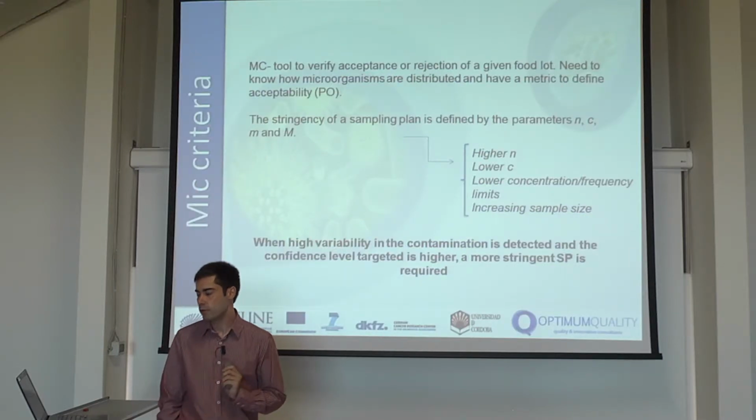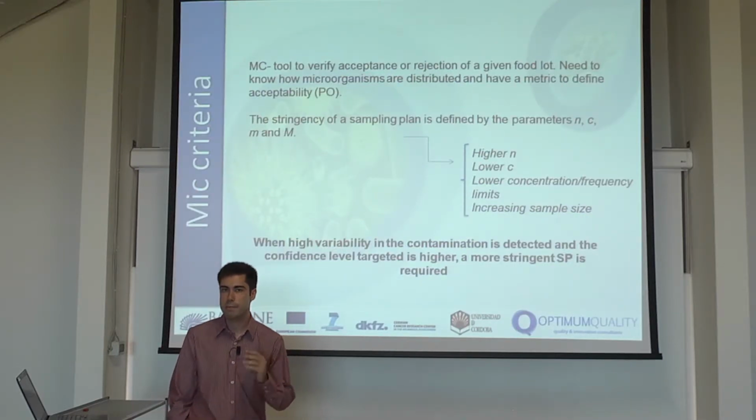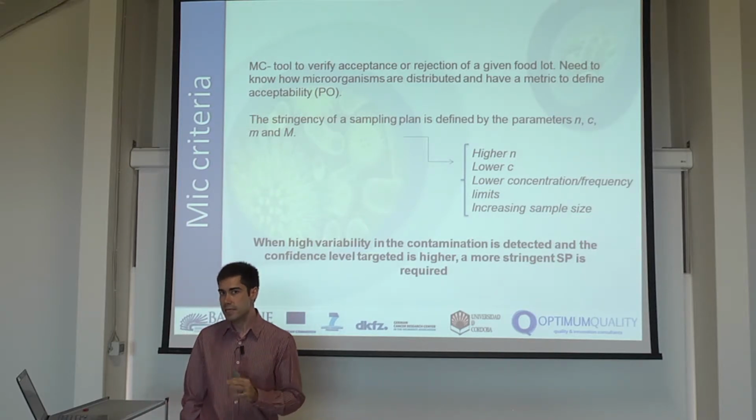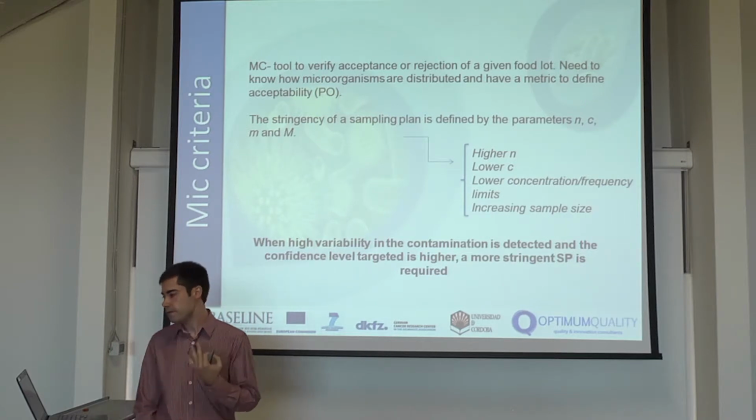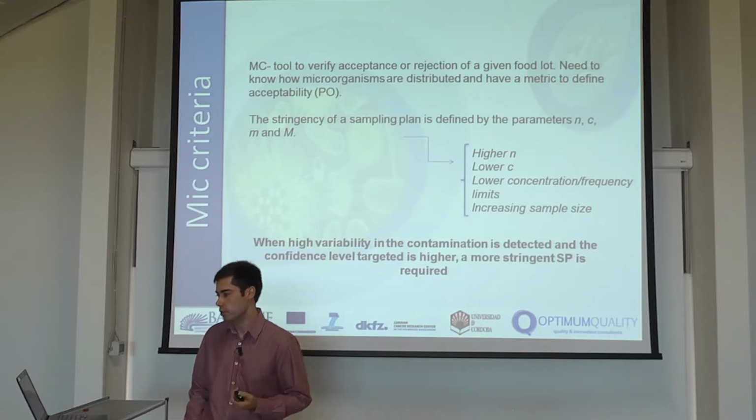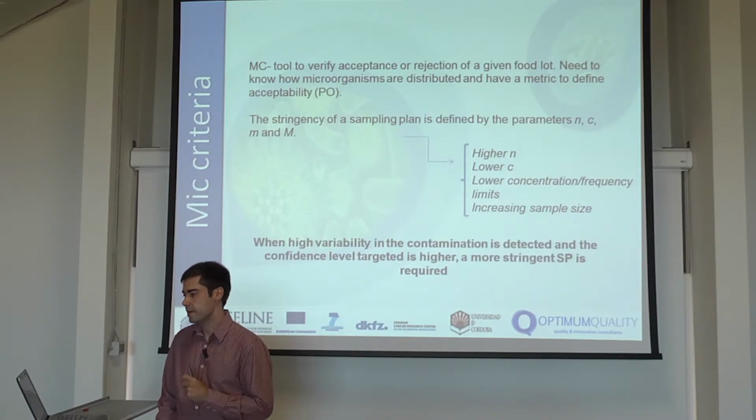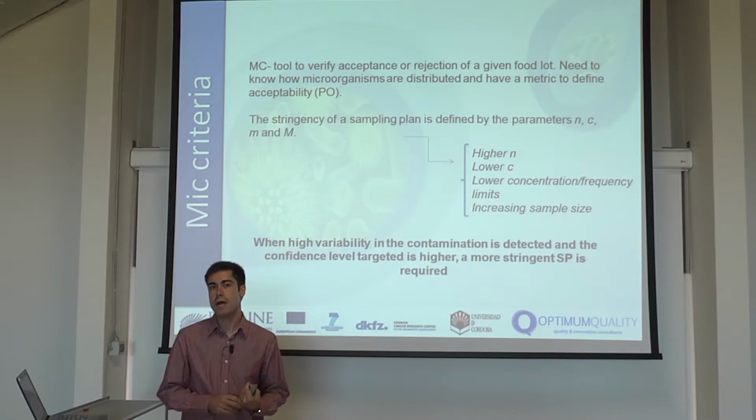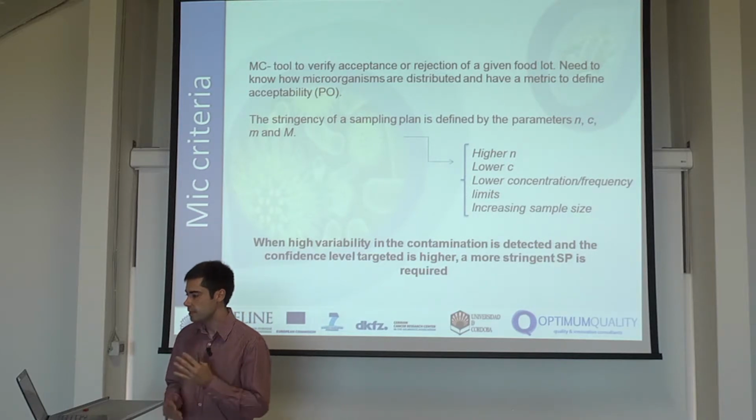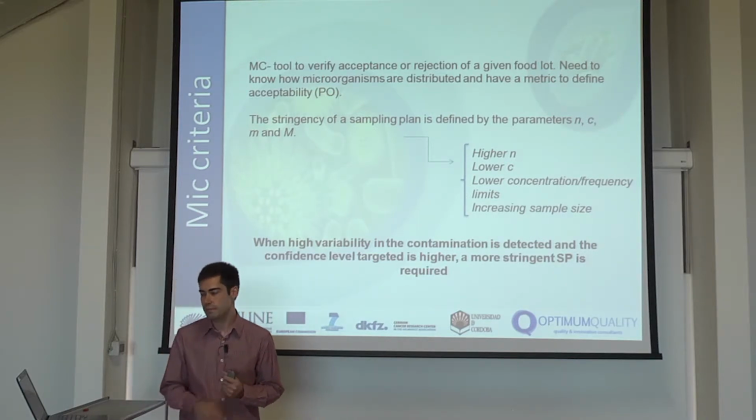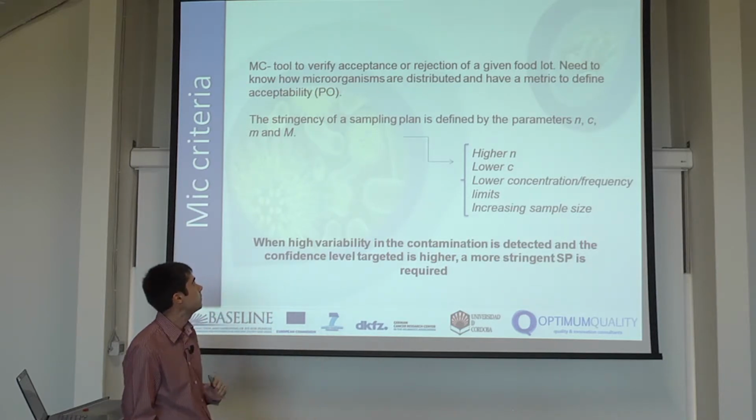Microbiological criteria are one of the key elements to be applied by food stakeholders. These microbiological criteria can be set at a specified food chain step, and they are tools that serve to verify acceptance or rejection of a given food lot. To facilitate their implementation, it is very useful to know how microbial contamination is distributed in a food matrix to define the corresponding risk-based metrics like the performance objective.